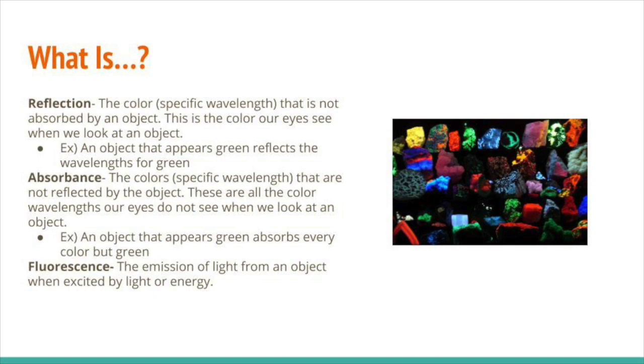First, we're going to identify what some of the terminology means in this lab. Reflection is the color that is not absorbed by an object. This is the color our eyes see when we look at an object. For example, an object that appears green reflects green wavelengths.